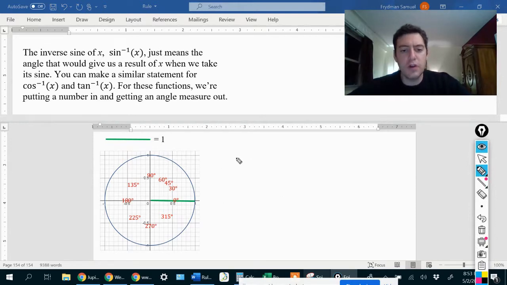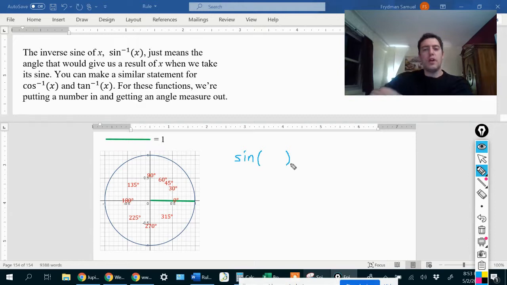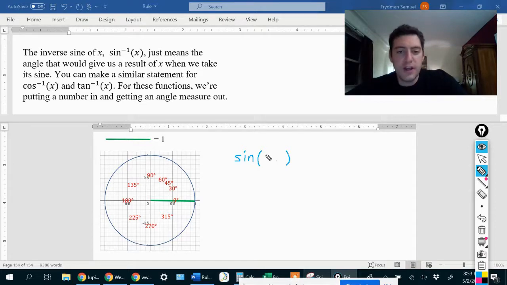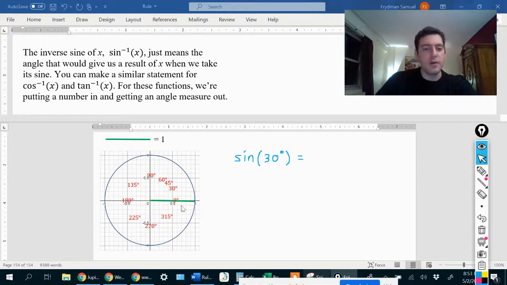First of all, let's just go back to the ordinary sine function. What happens with the ordinary sine function? What would I put in here? I would put an angle measure in here. Let's say I wanted to find the sine of 30 degrees. I would put that angle measure in here. And what I want out of this is just some number, right? How do I find that number?